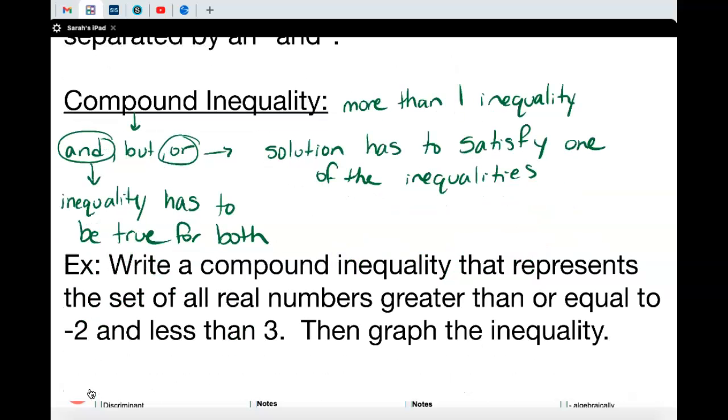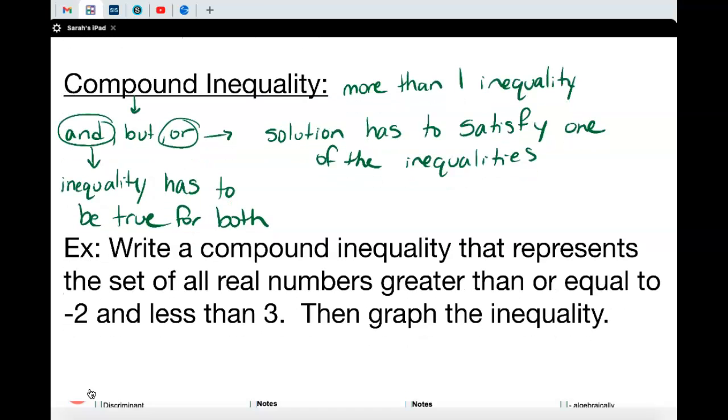I'm going to explain how we get two inequalities in one. With and, I think it's kind of interesting, but you know I'm a math teacher, so yeah. Okay, so we're going to write a compound inequality. We're going to write it together, so it's going to look kind of weird. What is one inequality I can write down?